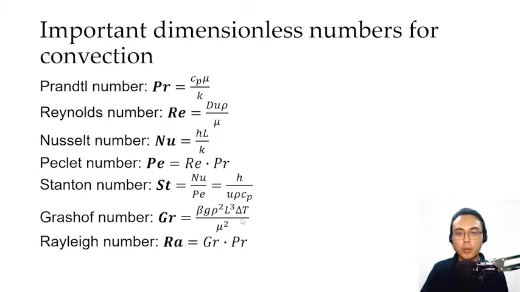If you will notice, among all of these dimensionless numbers, only two contain the term for the heat transfer coefficient of convection H, that is the Nusselt number and the Stanton number. In the problems that we will be solving later, it will be very important for us to estimate the value of the heat transfer coefficient H. That's why we will be solving for the values of the dimensionless numbers, Nusselt and Stanton numbers.